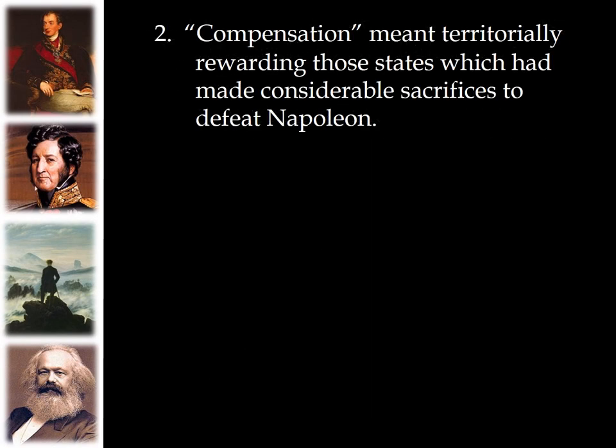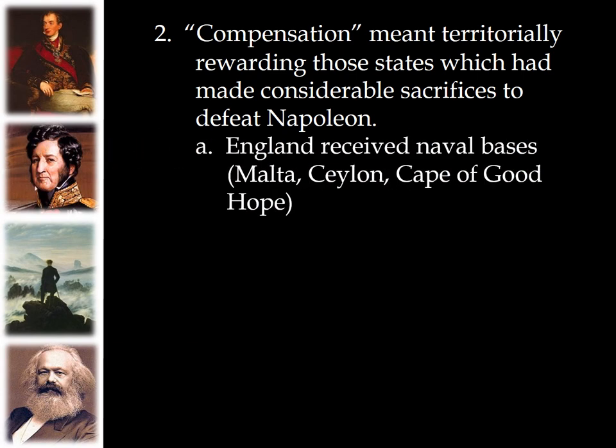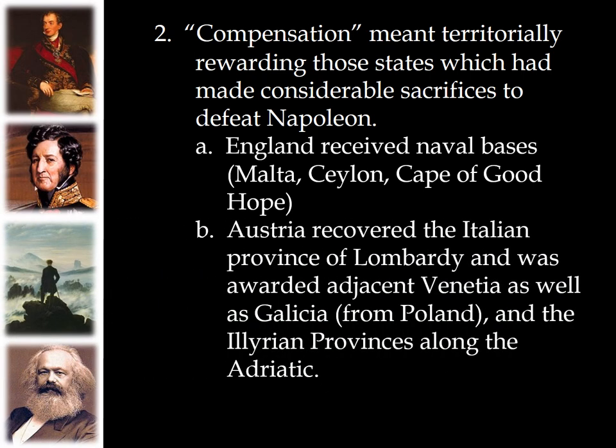Compensation meant territorially rewarding those states which had made considerable sacrifices to defeat Napoleon. England received naval bases in many different places: Malta, Ceylon, Cape of Good Hope. Austria recovered the Italian province of Lombardy and northern Italy, and they were also awarded adjacent Venetia as well as Galicia from Poland. So northern Italy ultimately belonged to Austria, and the Illyrian provinces along the Adriatic as well.